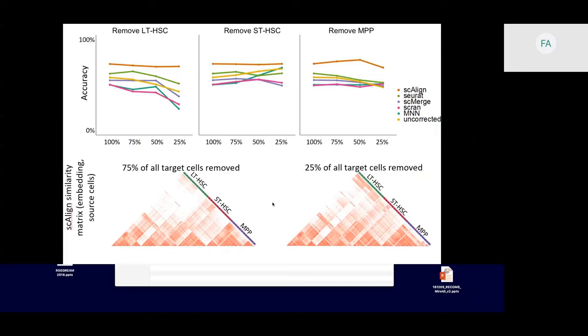And so what I'm showing you on the bottom here is a heat map, which is the similarity matrix for one condition of the data set when you've removed 75% of the cells or 25% of the cells. The main point here is that these two similarity matrices look pretty similar, even though one of the data sets has half of the cells removed more than the other. And so SC-align is pretty robust.